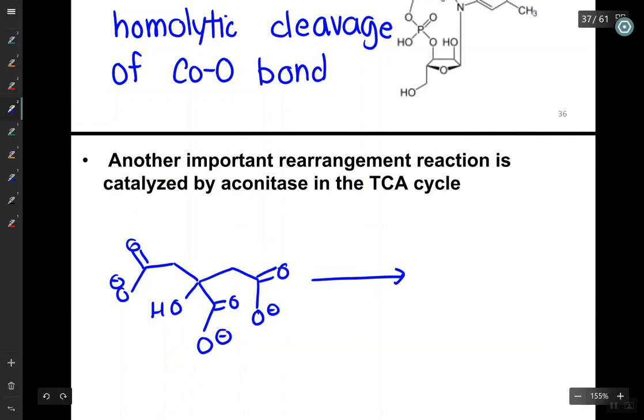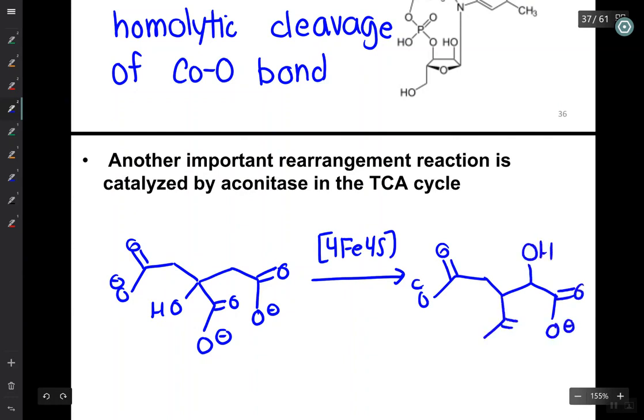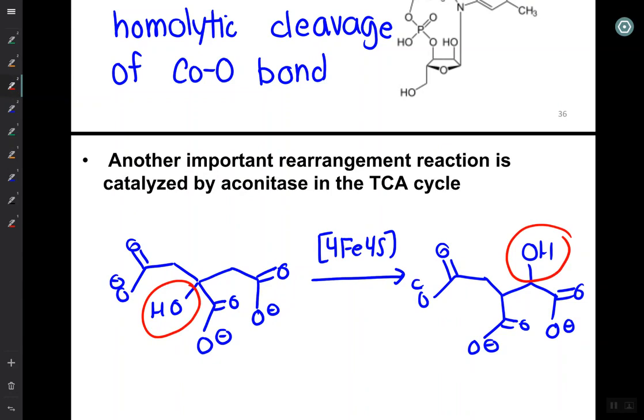And aconitase uses the iron-4 sulfur cluster, and it moves that OH group to this carbon. Right, so it moves it from the center carbon to the second carbon over. And this is a rearrangement reaction because we're just moving bonds. Right, the hydrogen here has now moved to over here, and then oxygen is taking its place.